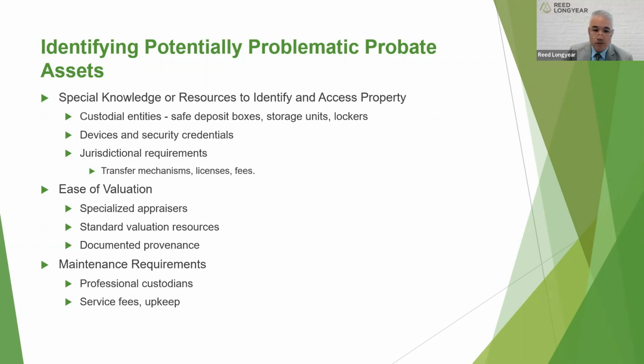Third, and often overlooked, is whether there are specific maintenance requirements to maintain an asset, such as specialized insurance, professional custodians, or regular service and upkeep fees. Think of antique musical instruments that need a specific temperature-controlled environment or need to be tuned on a regular basis.